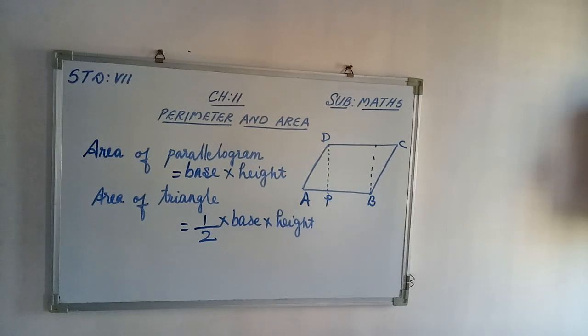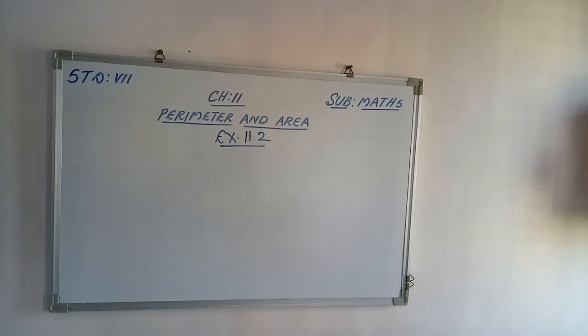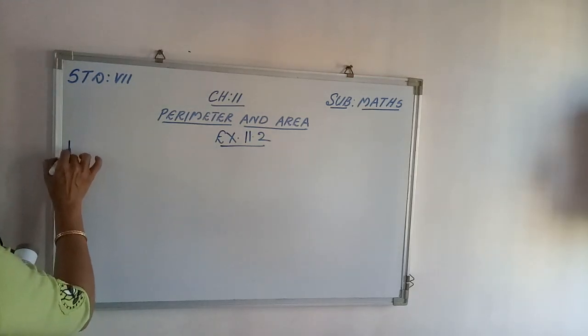Now we can start exercise 11.2. Take out your textbook. In question 1 and question 2, diagrams are given. In that diagram only it is marked as base and height. So using that figure you have to find out area of the given parallelogram, and second question area of triangle. Question 1 we can start with.